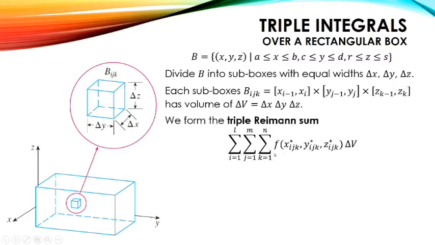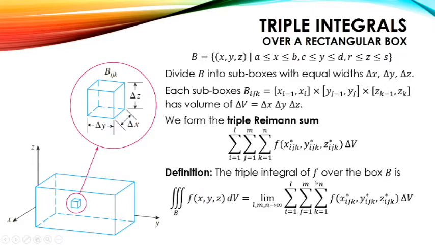So this triple Riemann sum of f of (x, y, z) sub ijk asterisk, these are sample points in each of the sub-boxes, times delta V, which is the increment of the volume of each sub-box, and the divisions, however many sub-boxes you have, are L, M, and n. By definition, the triple integral of the function f over the box B is the limit of the triple Riemann sum as L, M, and n approach infinity. This means that as your subdivisions increase, your volumes become smaller and smaller, and the evaluation of the triple integral becomes more precise, as long as this limit exists.